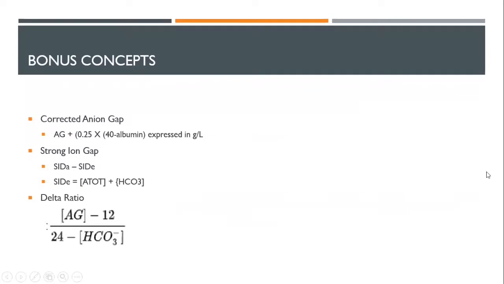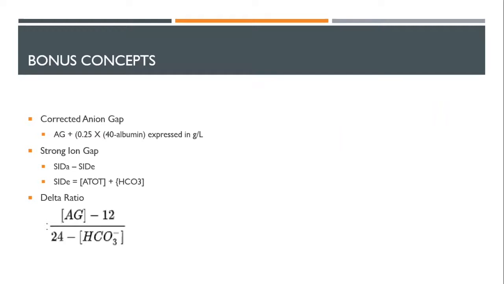So just some bonus concepts. You do get a thing called the corrected anion gap. If you think back to when we spoke about the ATOT and the weak non-volatile acids, we said albumin plays a big role there. So with your anion gap, you can do a corrected anion gap, which takes into account a change in albumin. If your albumin is low, you're going to have to compensate for that, and you increase your anion gap by 0.25 for every point decreased in your albumin.